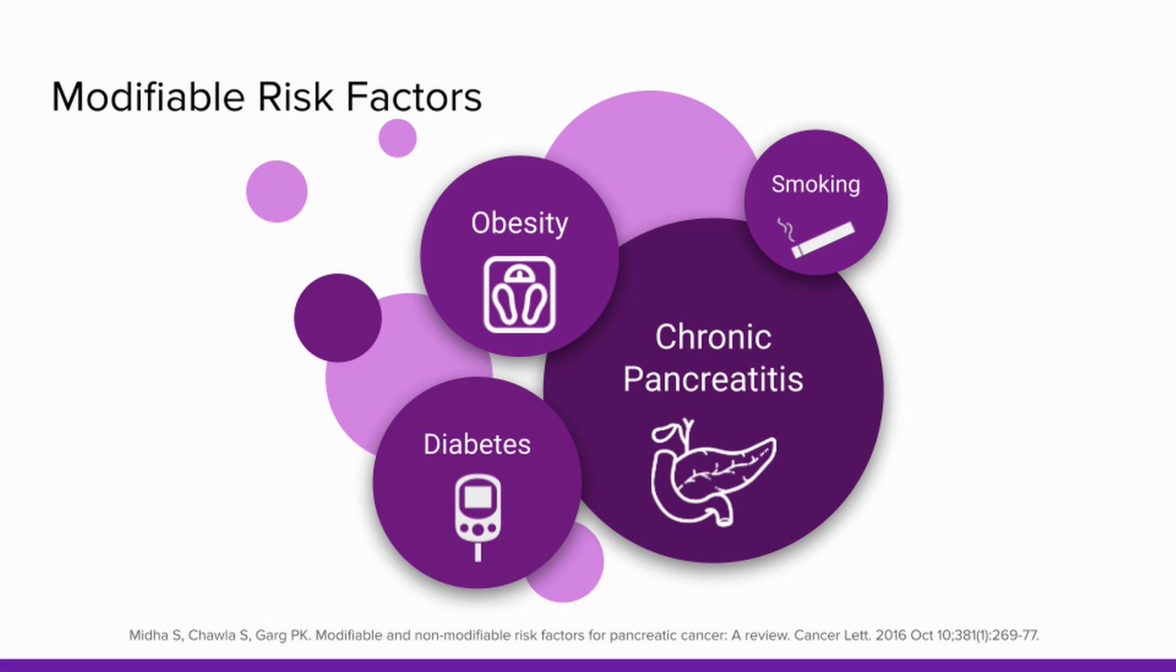Now we're going to talk about some of the risk factors for pancreatic cancer. The risk factors on this slide are considered modifiable. Use of tobacco, smoking or otherwise, increases the risk of pancreatic cancer by 25%. Chronic pancreatitis, discussed earlier, is another risk factor, along with obesity and type 2 diabetes.